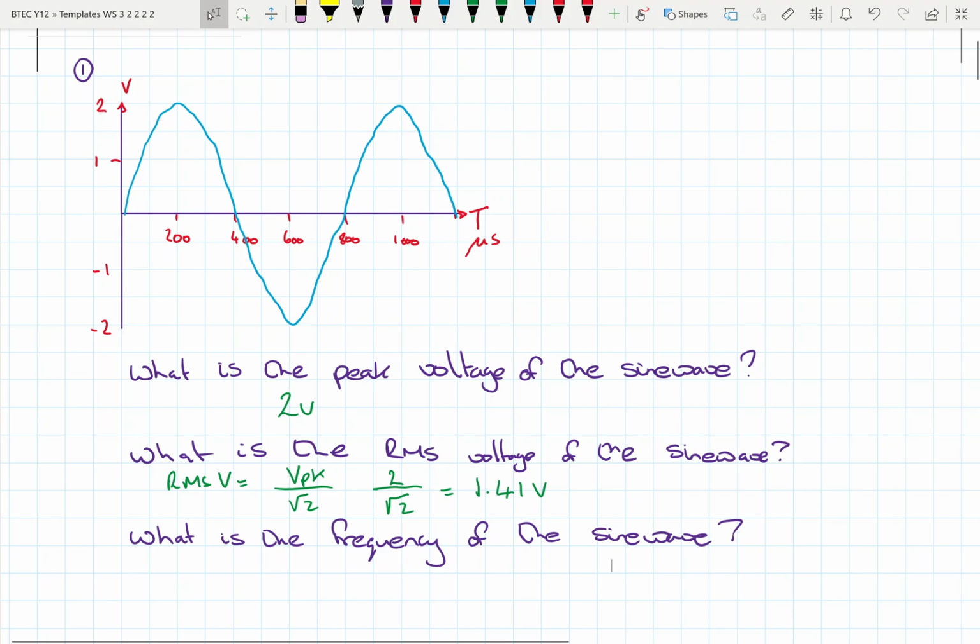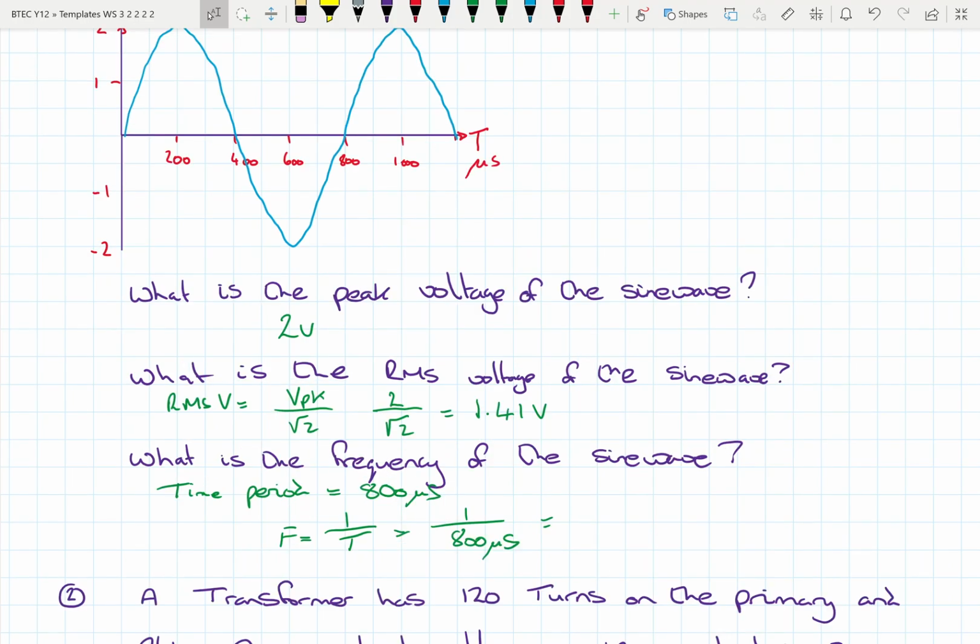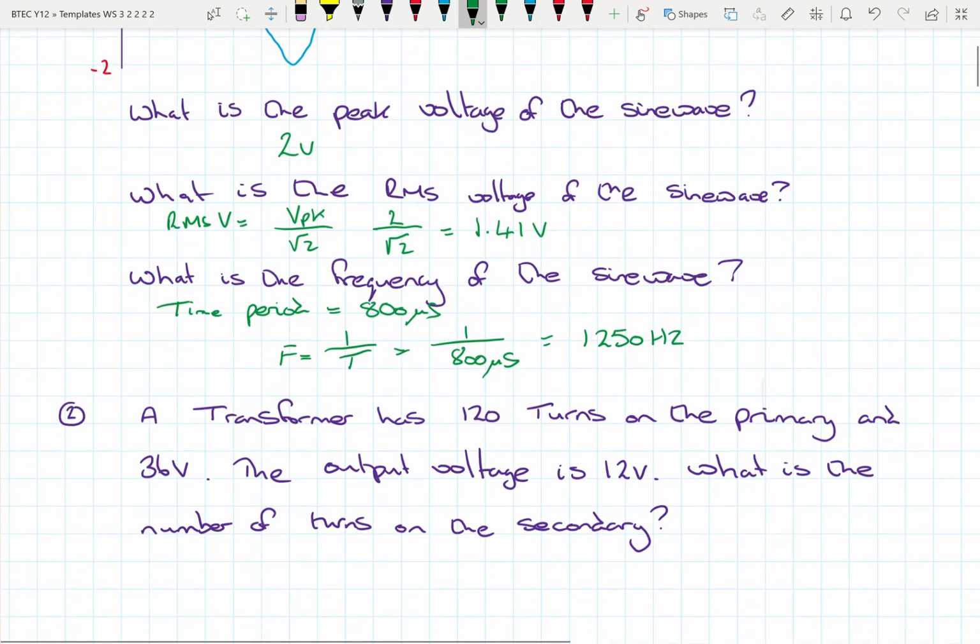So that's the time period, and obviously we know that frequency is 1 over time period. So that gives us 1250 hertz, 1.25 kilohertz. Okay, marvelous. Let's have a little bit on transformers then.